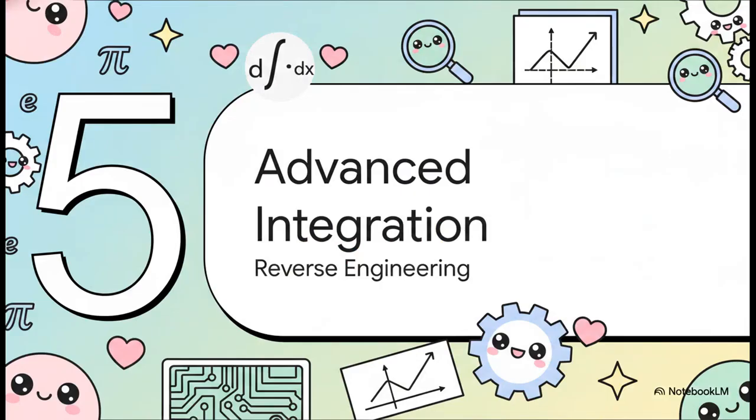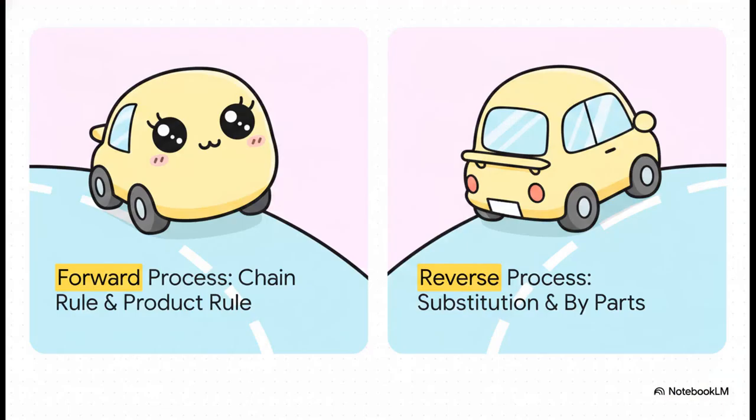And finally, Section 5, Advanced Integration Techniques, Reverse Engineering. This logic just brilliantly illustrates our core theme for today. In differentiation, the forward process, we use the chain rule for nested functions and the product rule when functions are multiplied together. But to reverse that, integration by substitution directly reverses the chain rule. And integration by parts, that is directly reversing the product rule.